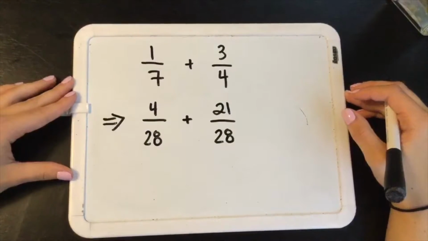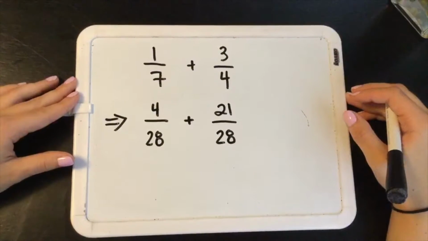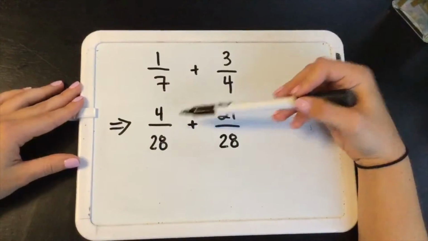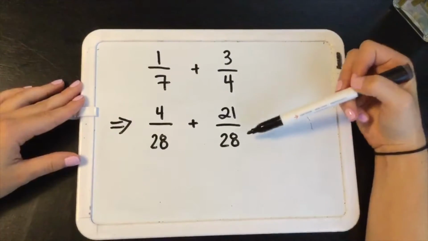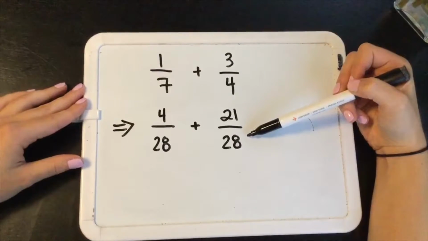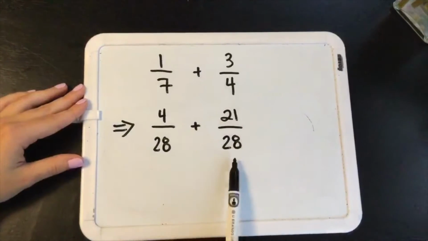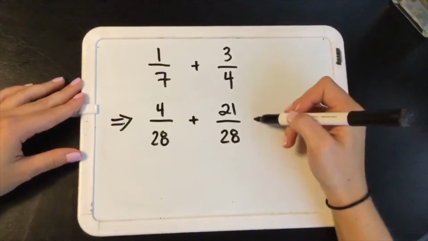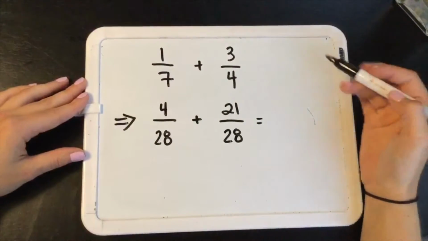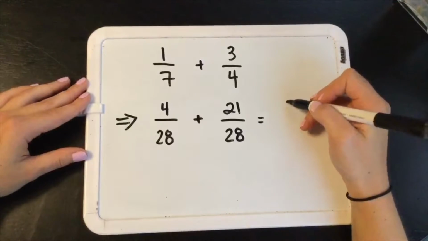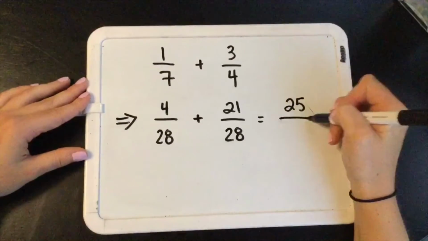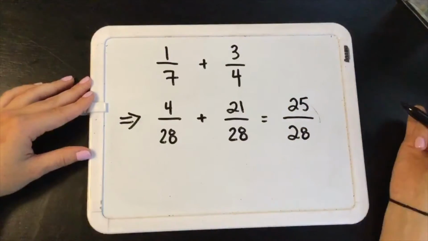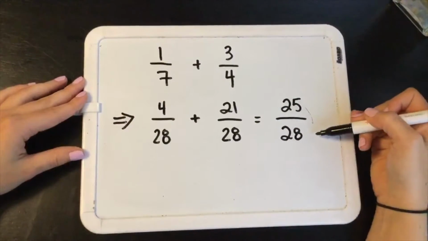I just rewrote our fractions to the new fractions that we found. 1/7 is the same as 4/28, and 3/4 is the same as 21/28. Now, we can add these two fractions together because their denominators are the same. When we add fractions, we add the tops together. 21 plus 4 is 25, and we leave the bottom the same, 28. So our answer becomes 25/28.